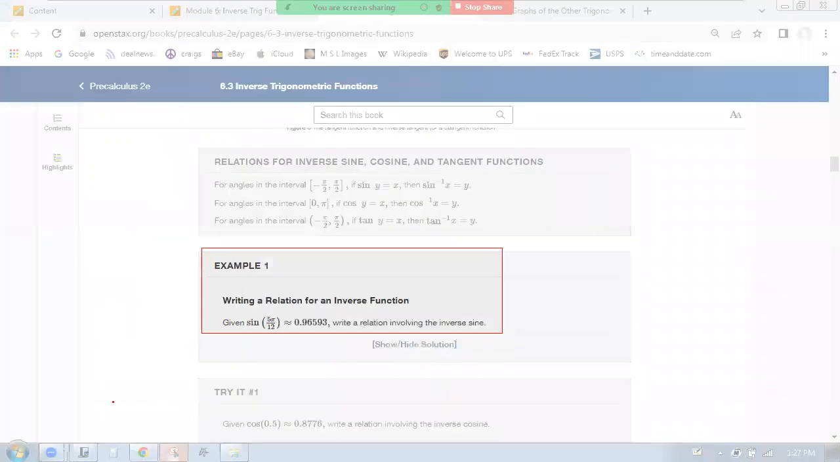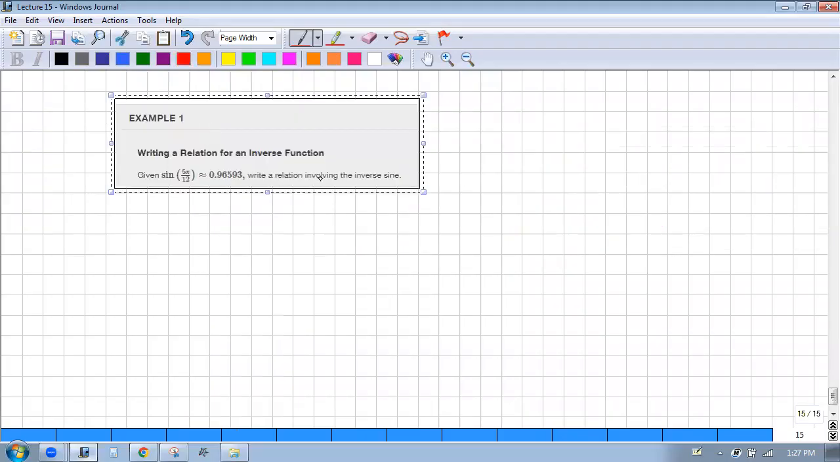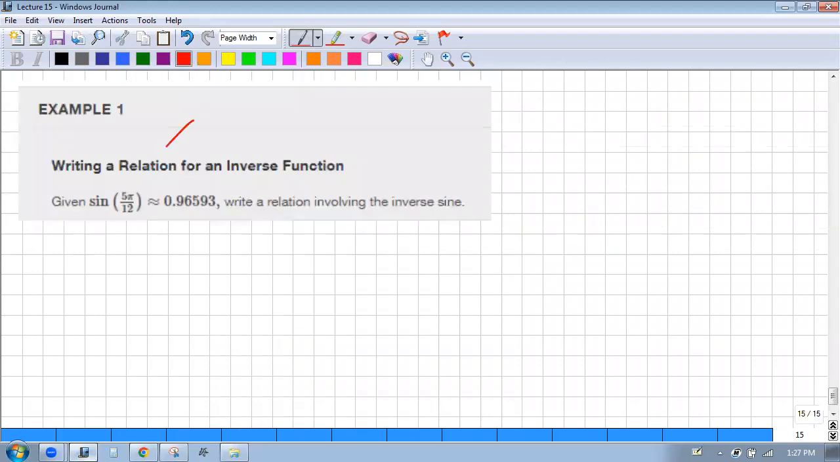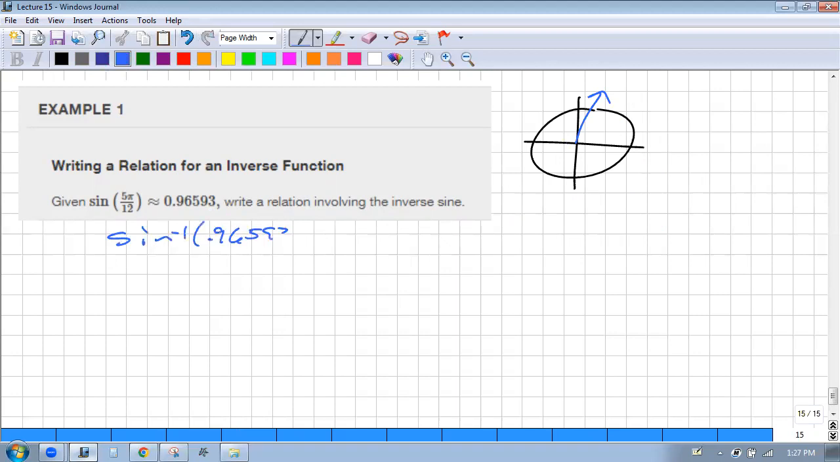There's some subtleties though, we have to be careful. This one here is pretty easy. Where's this angle, 5 pi over 12? It's up here, right? 6 pi over 12 would be straight up, right? So because this angle is between minus pi over 2 and pi over 2, I can simply say that sine inverse of whatever this number here is that came out is approximately 5 pi over 12. So I just switched. I took sine inverse of both sides.